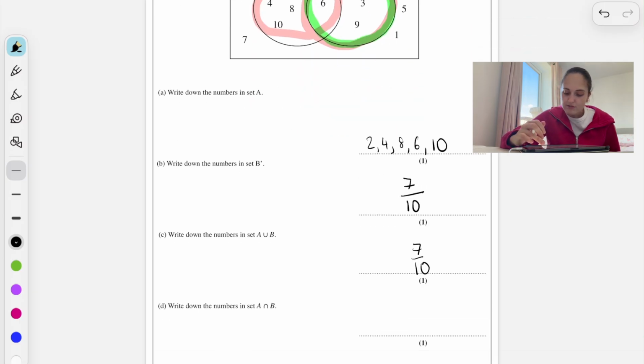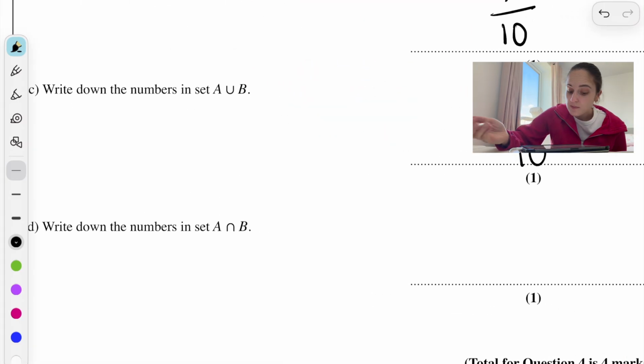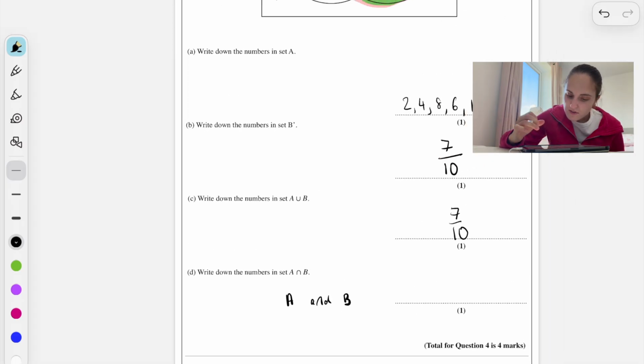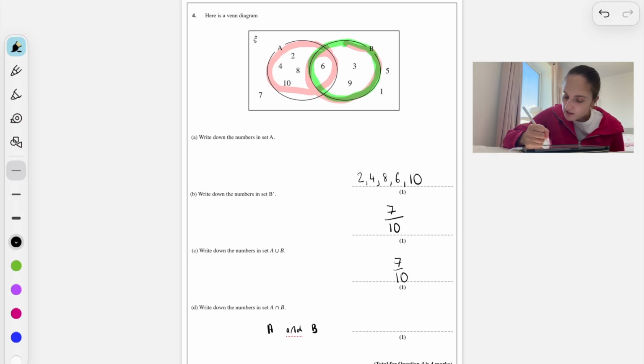The next part, we have the numbers in the set A intersection B. So that's A and B. So the number of elements in A and B is just the 1. So the answer to this question is 1 over 10.